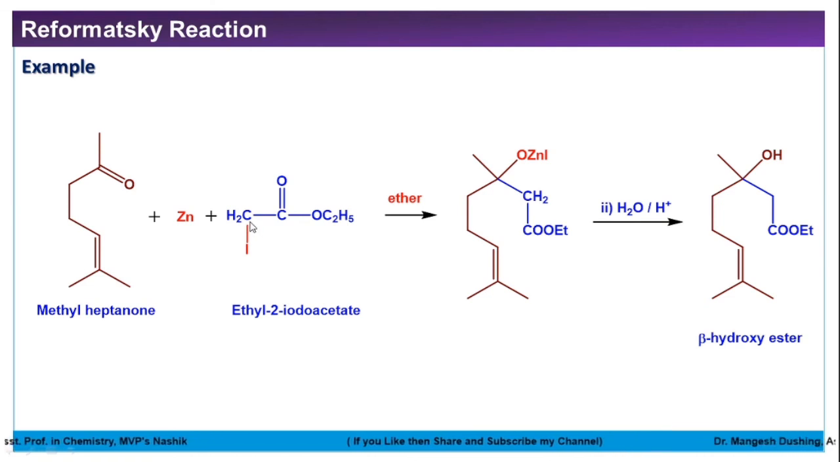The alpha carbon of the ester forms a bond with the carbonyl carbon, and at the carbonyl carbon there will be the hydroxy. So this is alpha carbon, this is beta carbon. At beta carbon there is a hydroxy. That's why this is called beta hydroxy ester.